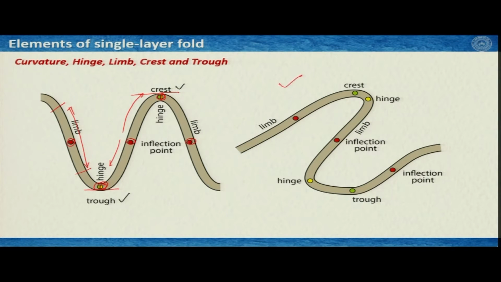If I look at this image, I see that the maximum curvature is here, but this is not the highest elevation point. Therefore, the crest is defined here, and the hinge is defined here. Similarly, this is the maximum curvature of this concave side, so the hinge is here, but this is the lowest point of this entire fold train, so this is the trough. So, we have understood now that the hinge may or may not coincide with the crest and trough points.